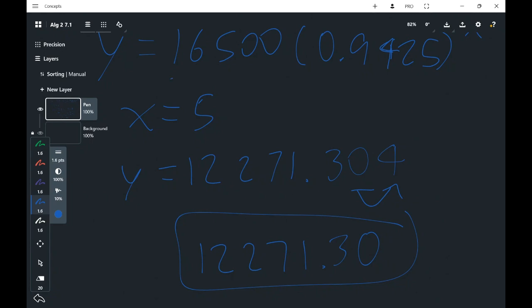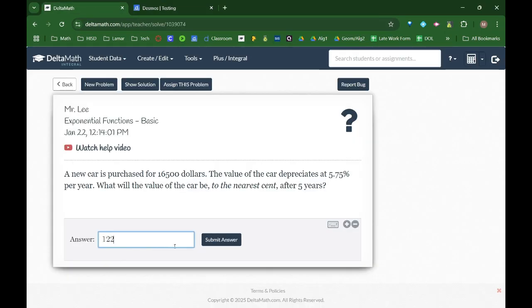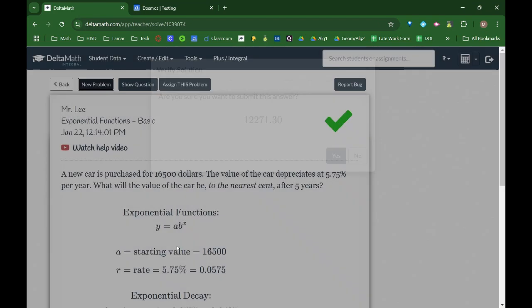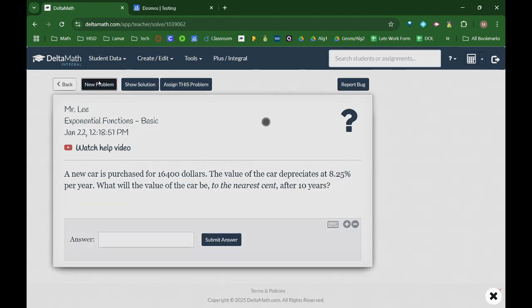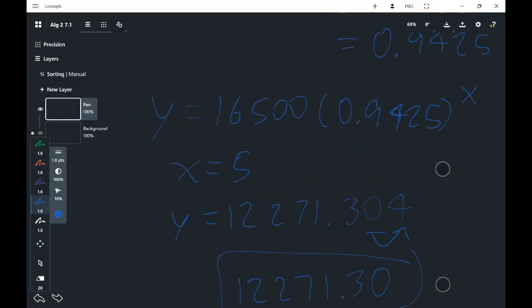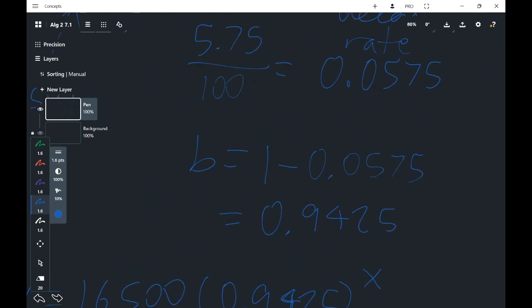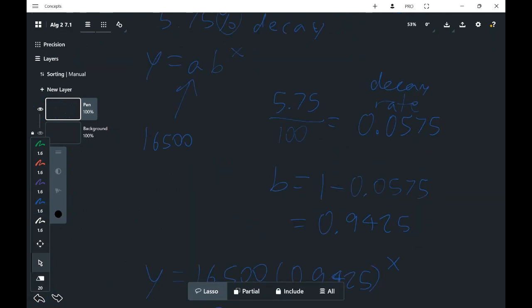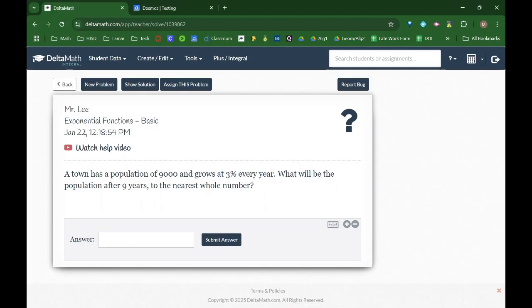So you'll see the value started at 16,500. Now it's gone down to $12,271. So let's try another one. I want to actually try to find one where we have growth. Perfect. So we've talked about decay and the decay rate, and finding our B value was, in this case, here, tell you what, let me actually just draw another problem here, and then we'll talk about that in a bit.